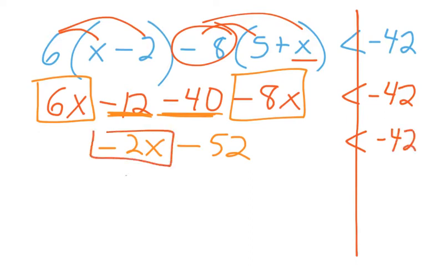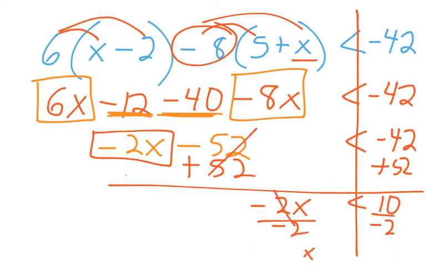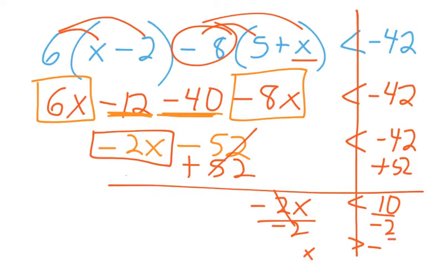We've got to get this negative 2x by itself, so we're going to add 52. So negative 2x is going to be less than, we have positive 10 over here. Last step, negative 2 is being multiplied to x, so we divide by negative 2. And we get x is greater than negative 5. We had to flip the, oops, sorry. We had to flip the sign here because, running a tight space, I apologize. We divided by a negative 2. So anytime you multiply or divide both sides of your inequality by a negative number, you got to flip that sign. Okay?